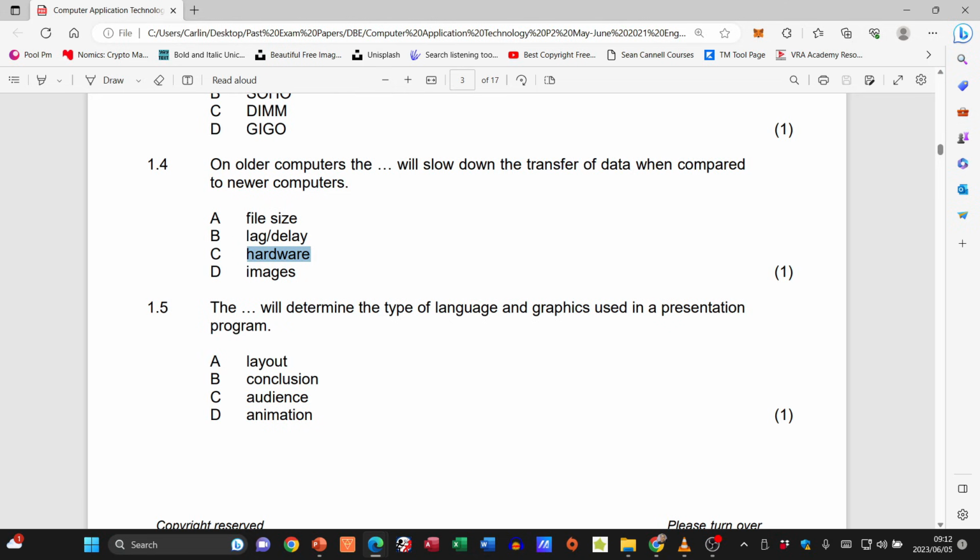Think about the difference between your traditional hard drive and your solid state drive. Massive difference in terms of data transfer speed. 1.5.